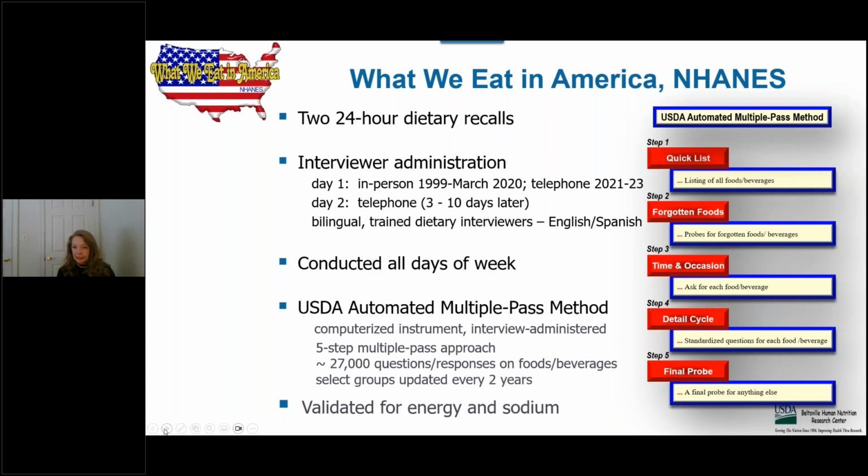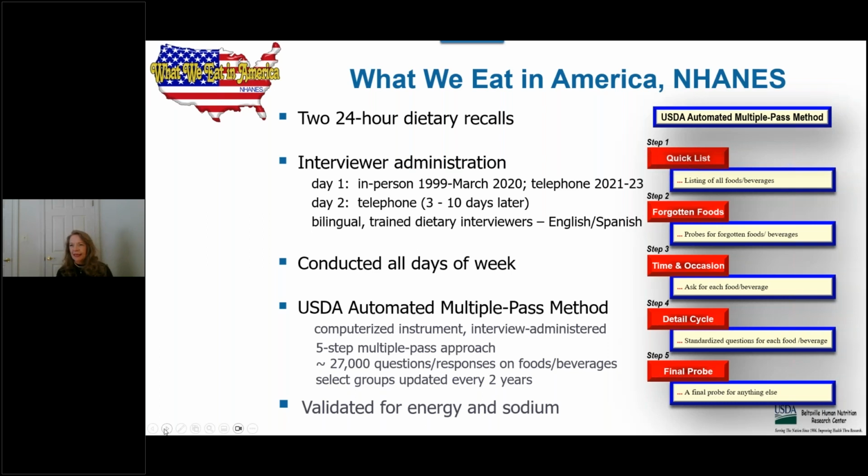We use trained dietary interviewers who are bilingual in both English and Spanish. The recalls are conducted all days of the week, and the method that's used is USDA's automated multiple pass method. And you can see the graphic of that on the right hand of this slide. It goes through 5 standardized steps. The method has about 27,000 questions and response options for the foods and beverages that get reported in the survey.